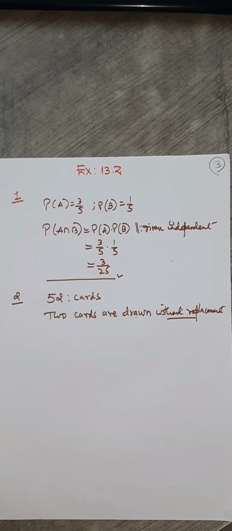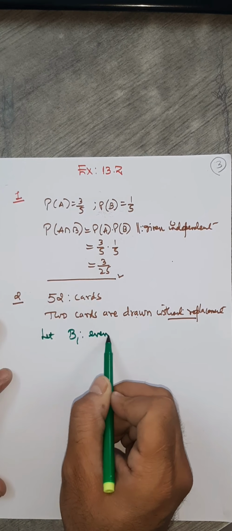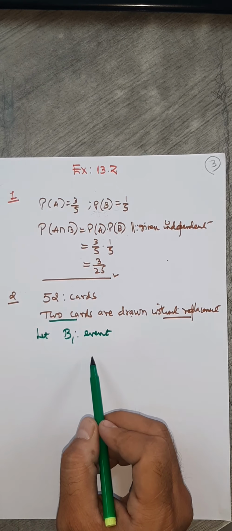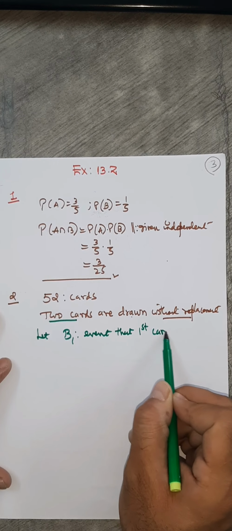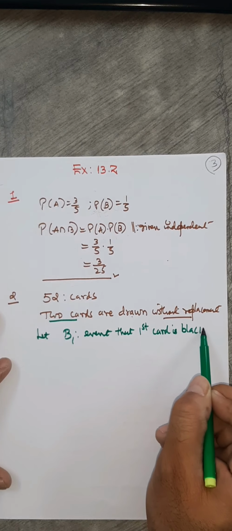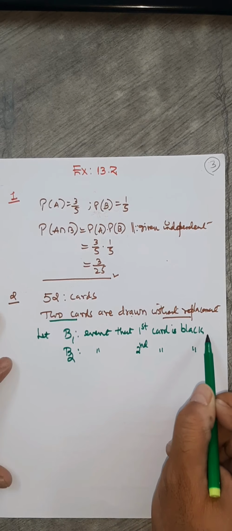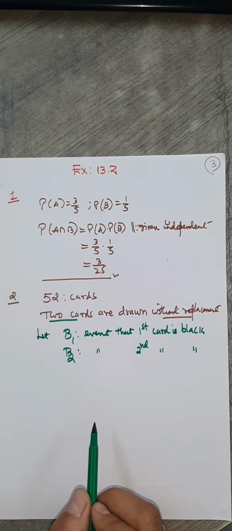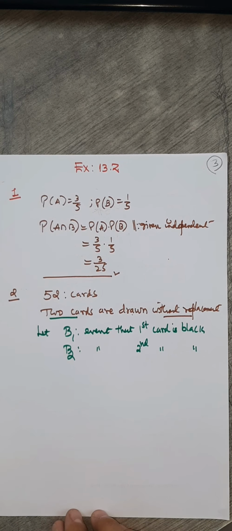Right? So I'll write like this. Let B1 be the event that the first card is black and B2 be the event that the second card is again black. When you have the words without or with replacement, that means you are going to draw the two cards one by one. What is the question? Please read the question carefully. Find the probability that both the cards are of black color. I have called these two events B1 and B2.